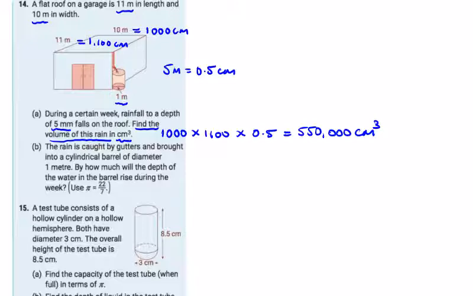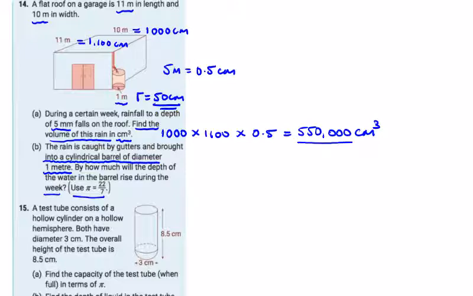The rain is caught by gutters and brought into a cylindrical barrel, very environmentally friendly, of diameter 1 meter. So we know we need the radius, 50 centimeters, if we're dealing in centimeters. By how much will the depth of the water in the barrel rise during the week? And use pi as 22/7. So, we have the volume of water that has fallen.